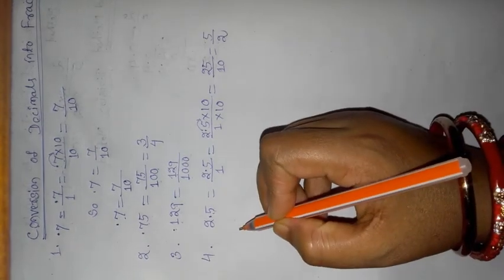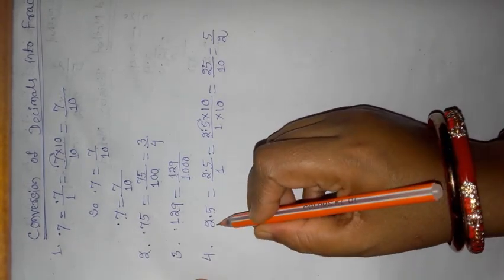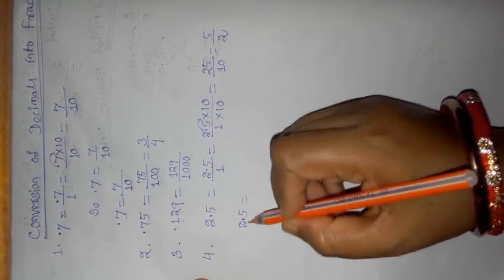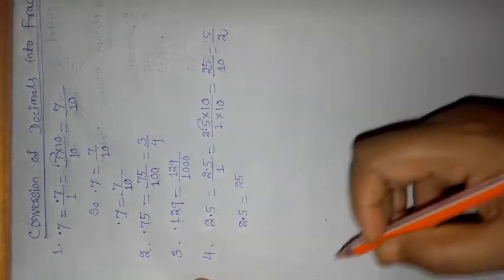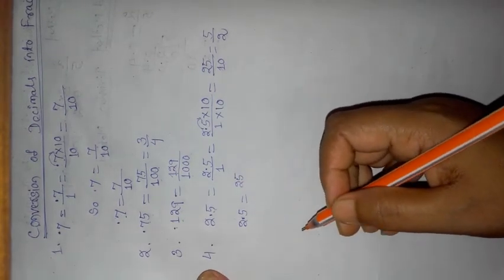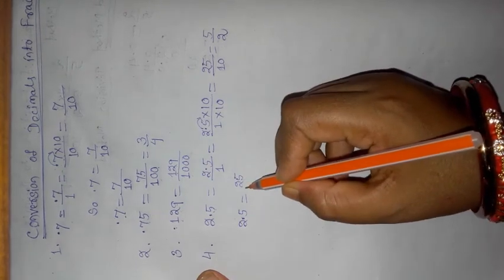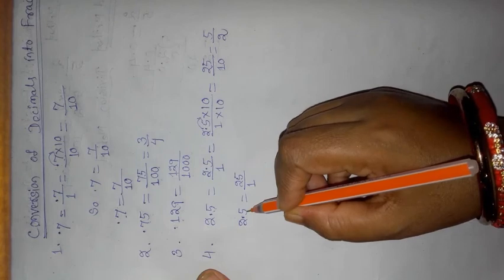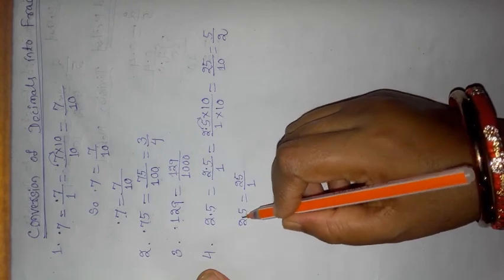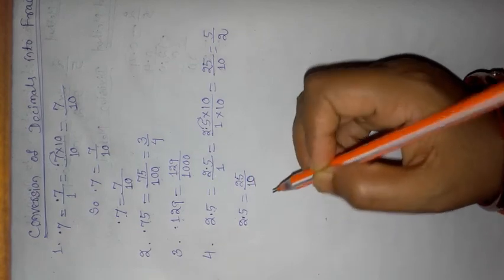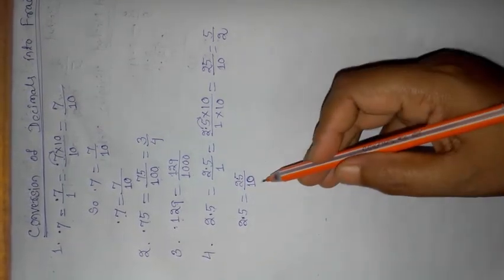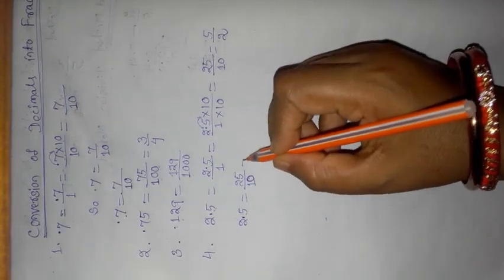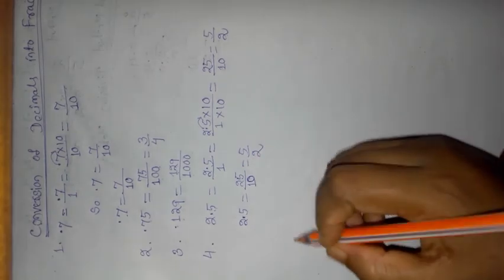Or simply, we can say that this is the decimal. So write down the decimal without the decimal point in the numerator, and there is only a single digit after the decimal point. That's why put 10 with 1, or write down 10 in the denominator. It is also equal to 5 by 2.